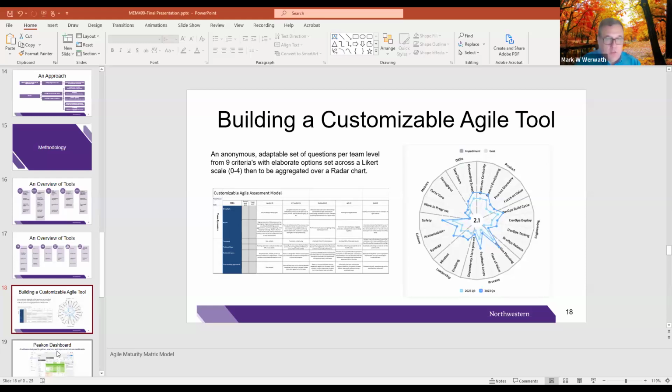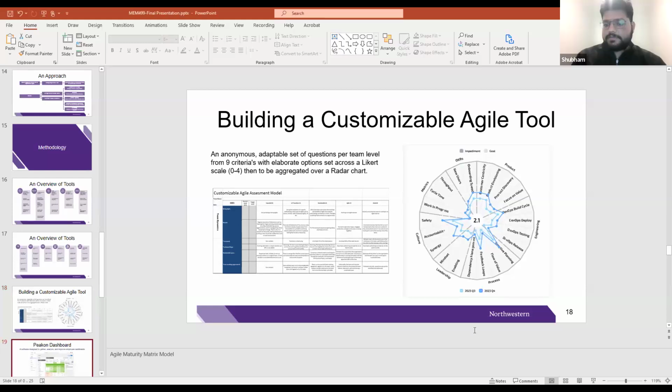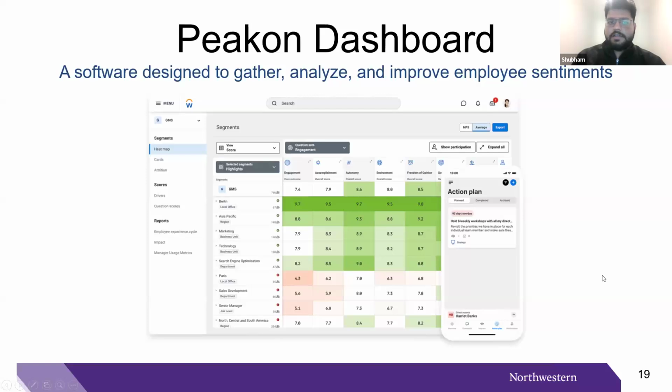Did you say Pekin dashboard? Yeah, Beacon dashboard. How do you spell that? Peakon. Pecan. Okay. All right. Never heard of it. This is new to me.